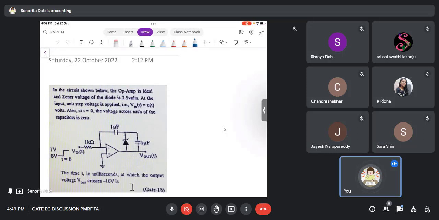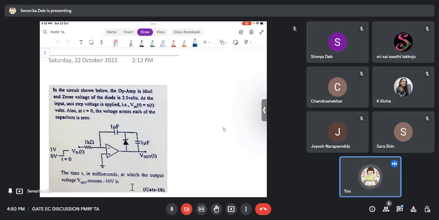Okay, GATE 2018. Now you can see that the op-amps are not alone. There are these diodes with the op-amp or a transistor with the op-amp. So you should be prepared with this kind of questions. This kind of questions can come. So op-amp is ideal. Zener diode voltage is 2.5 volts and a unit step is applied.